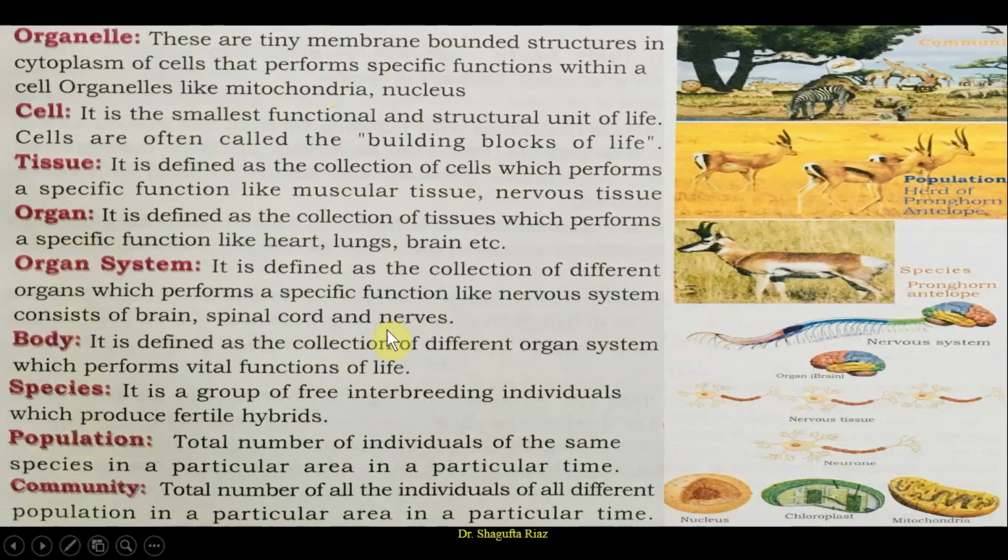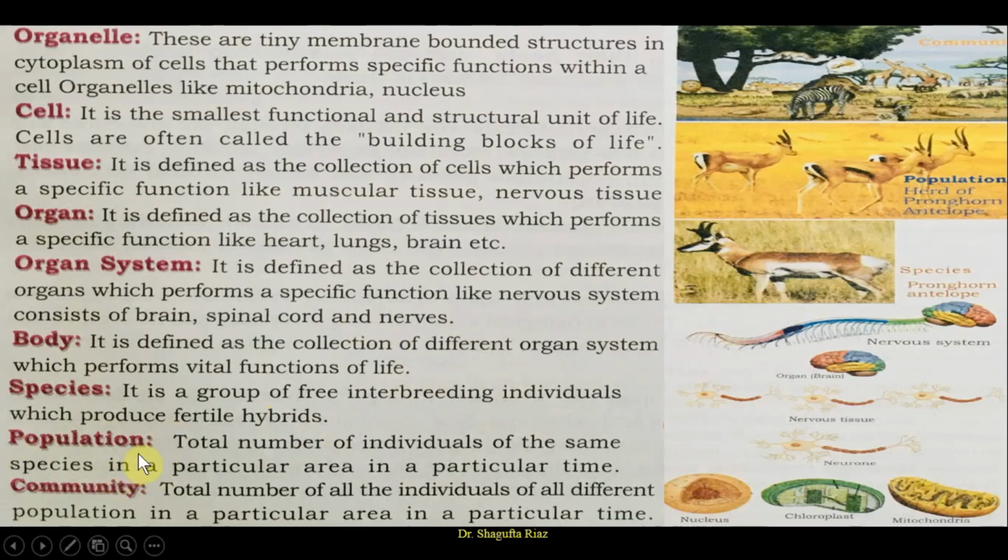Then the organ systems present in a living organism form its body. So what is the body? It can be defined as the collection of different organ systems which perform vital functions of the living body, or we can say the organism, right? Species: it is a group of freely interbreeding individuals which produce fertile hybrids, which means a group of living organisms which can reproduce freely, right? And produce fertile young ones which can also reproduce.